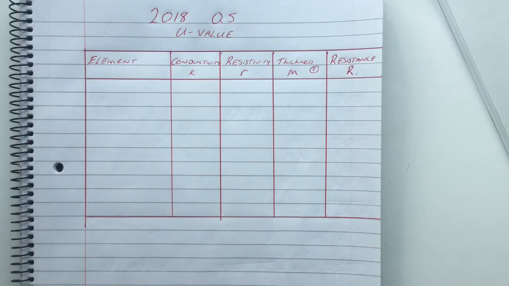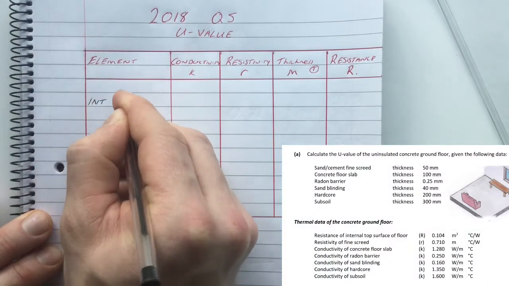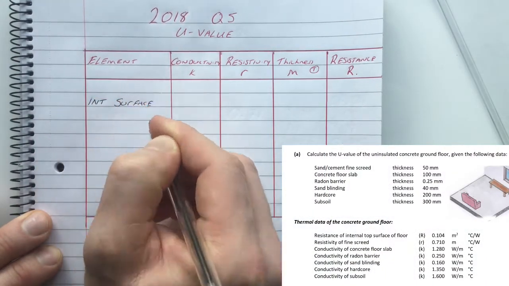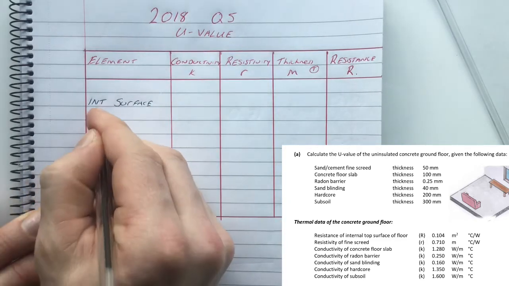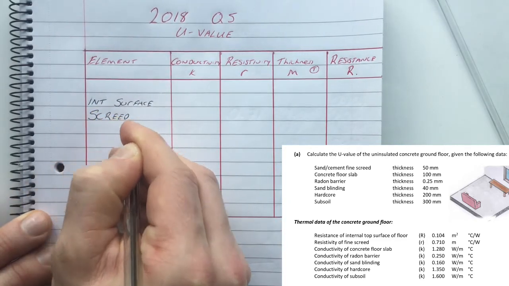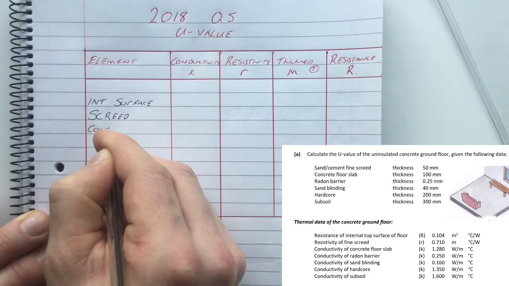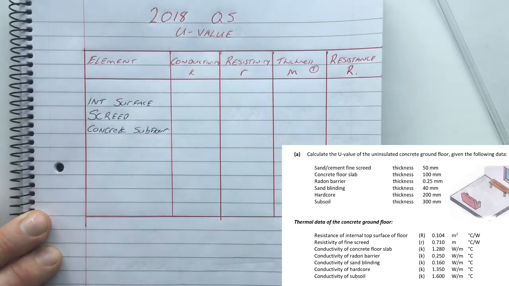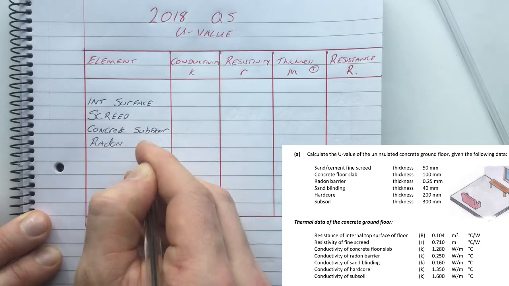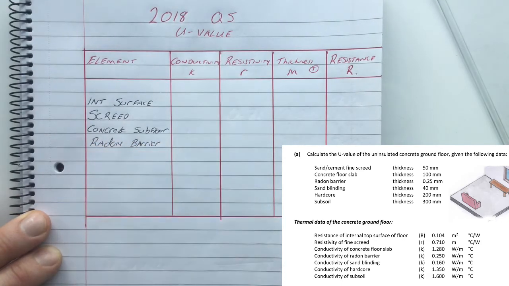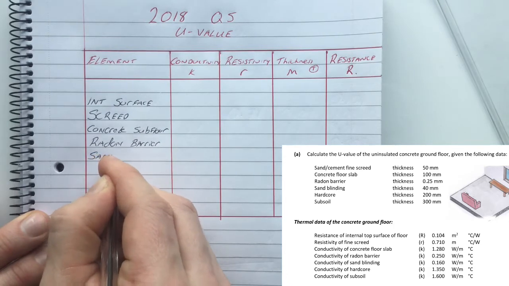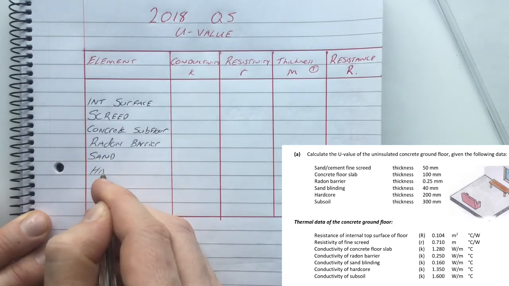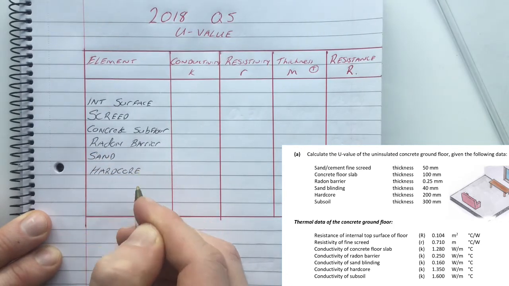and divided around a third of the way down my sheet. I then broke it up into conductivity, resistivity, thickness and resistance. Conductivity is a symbol of k, resistivity is a symbol of r, thickness is measured in meters and resistance is a large R. I then inputted all the elements along the left hand side: internal surface resistance, screed, concrete subfloor, radon barrier, sand blinding, hard core and subfloor.